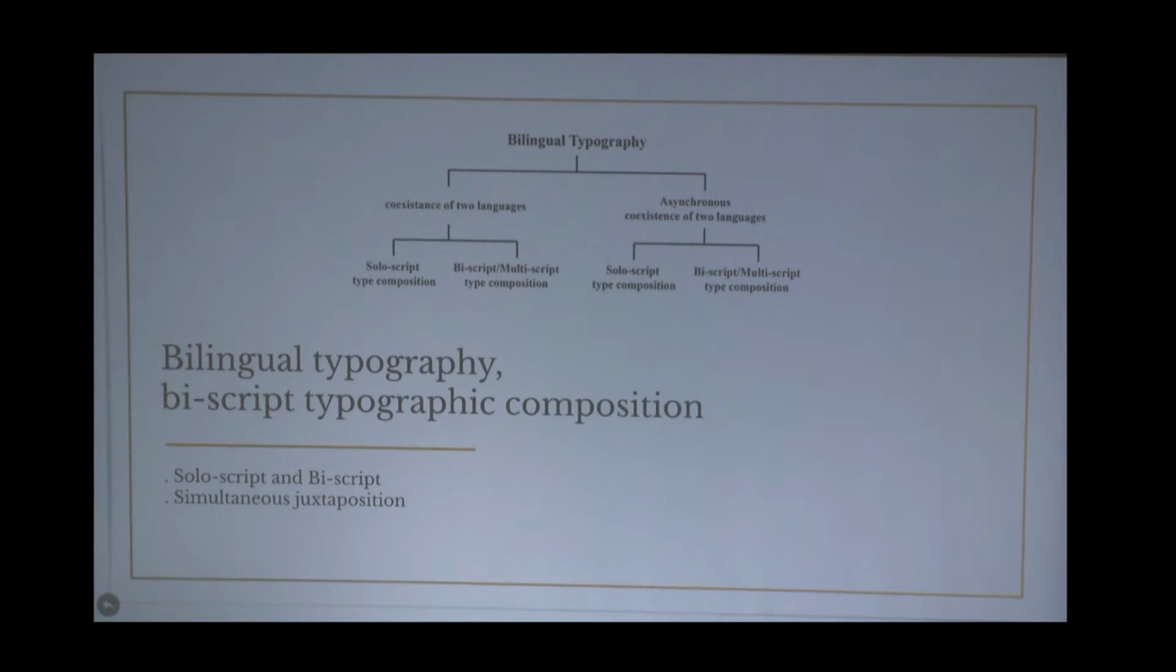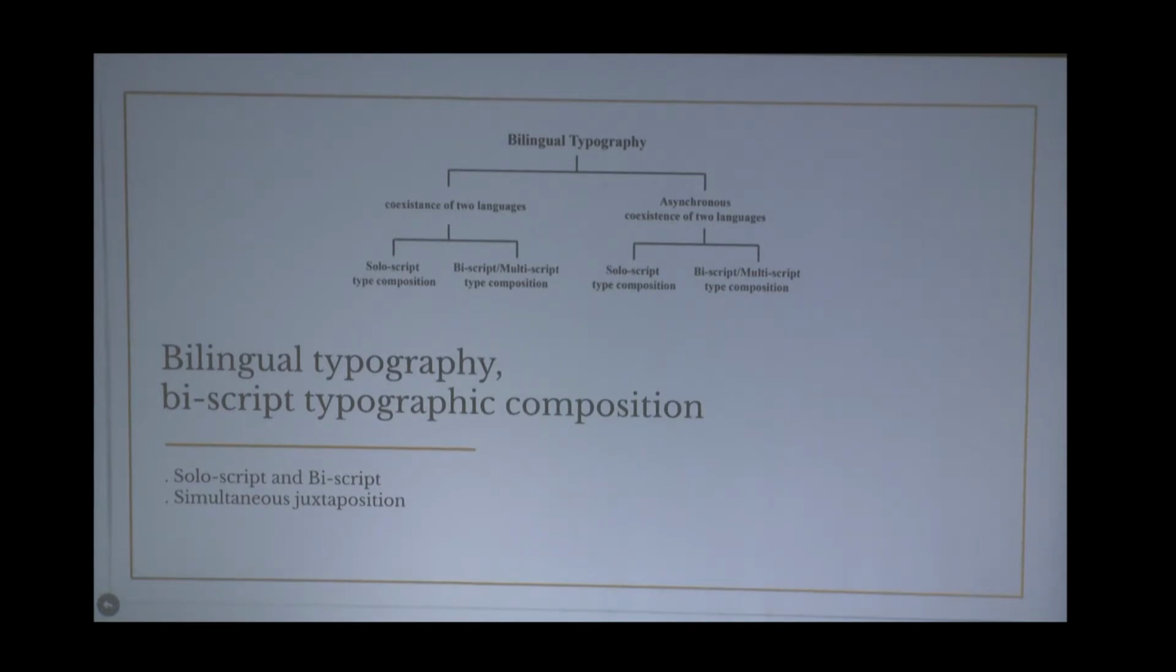On the other hand, if we have two different languages like English and Arabic or English or Persian, whose scripts are different, it's still called bilingual typography. So I decided to divide bilingual typography into two branches based on the number of scripts used within that typographic composition. It could be solo script, which means, for example, English and German, which both use Latin script, or it could be bi-script, which is like Arabic and Latin script.